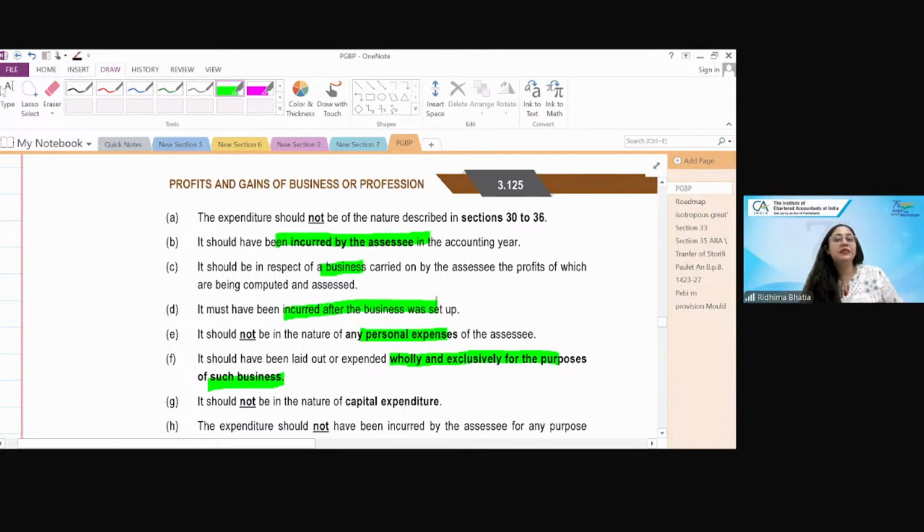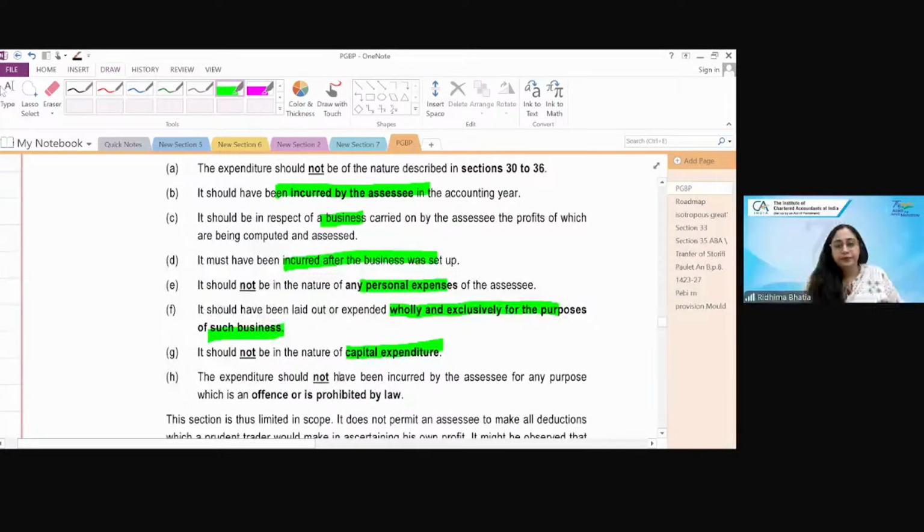Prior period means expenditure before the business commenced, which we are not considering. Most importantly, it should not be a capital expenditure, because if it's a capital expenditure, you will add it into the block of the asset and claim depreciation, right? All the revenue expenditure comes here, and it should not have been incurred by the assessee for any purpose which is an offense or is prohibited by law. If it is a violation of law and prohibited by law, you will not claim the expenditure.